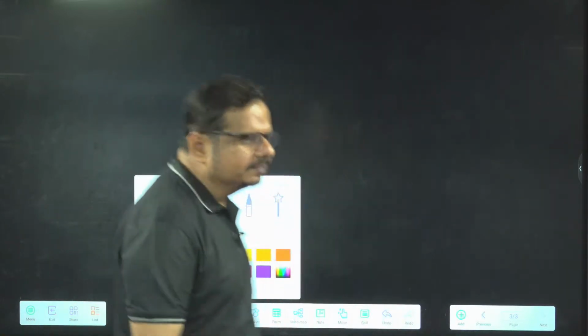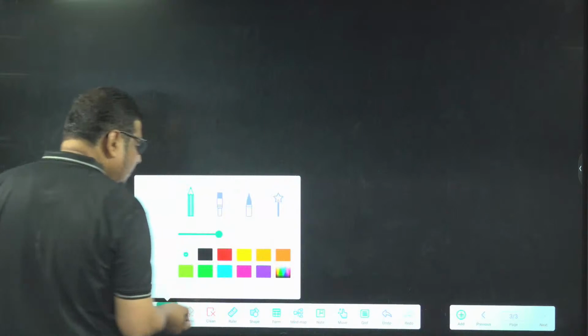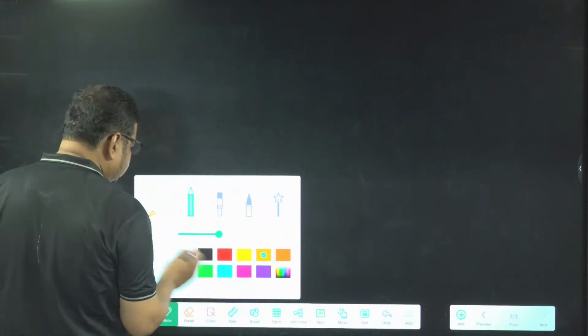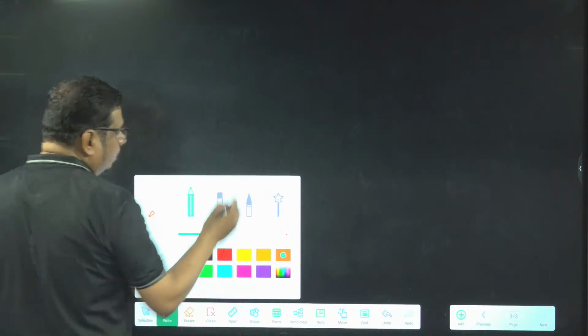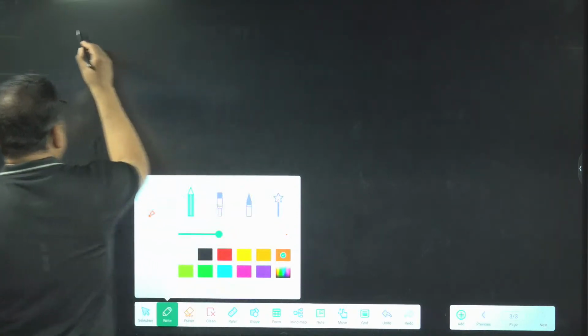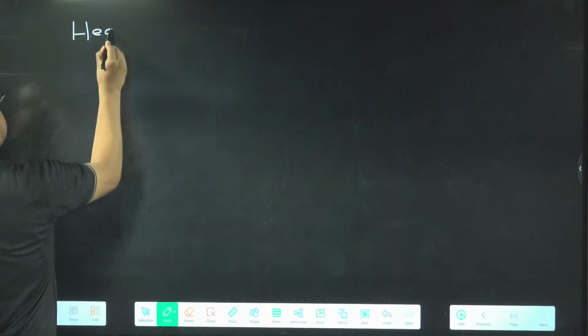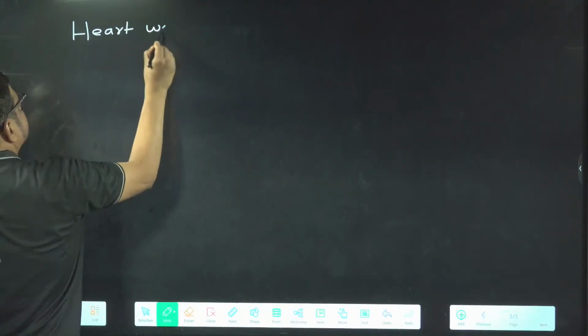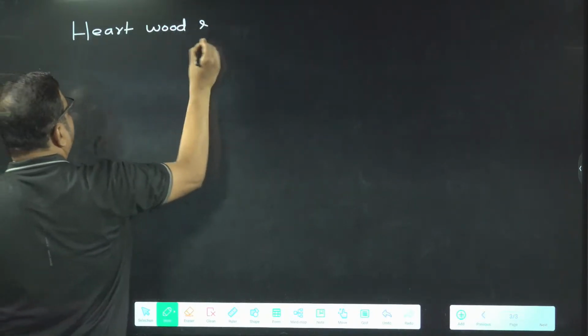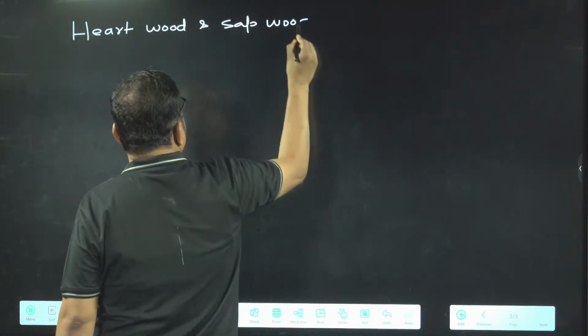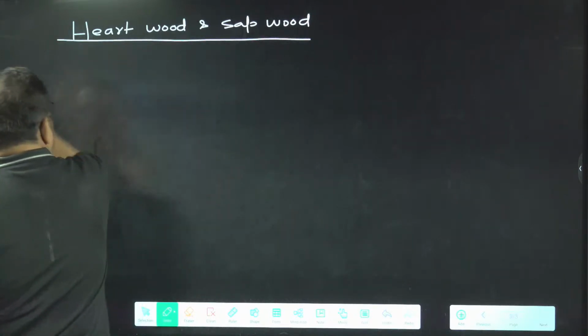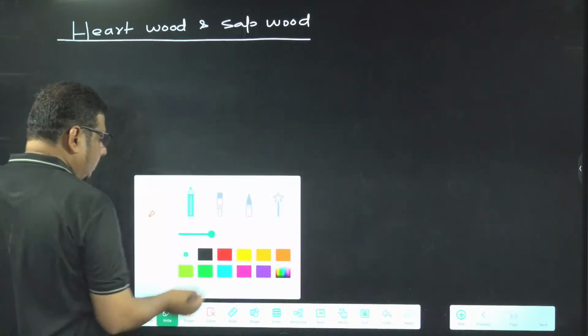Now we are going to deal with heartwood and sapwood. So first I am drawing the diagram. Heartwood and sapwood. Look here. Here I am writing heartwood and sapwood. Look first at the diagram of the heartwood and sapwood.